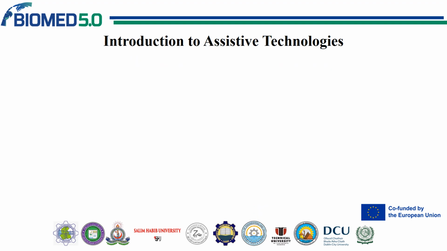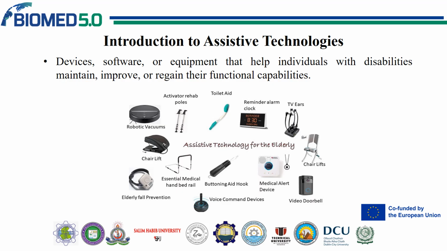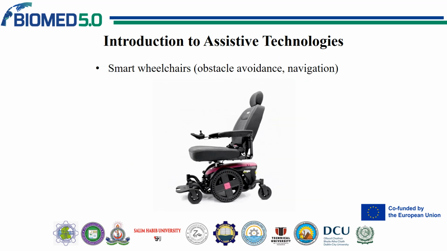Moving beyond prosthetics, we have the broader category of assistive technologies. Assistive technologies encompass any device, software, or piece of equipment designed to help individuals with disabilities maintain, improve, or regain their functional capabilities, thereby enhancing their independence and quality of life. These technologies are truly transformative.